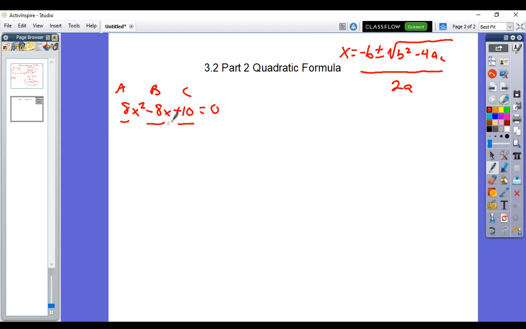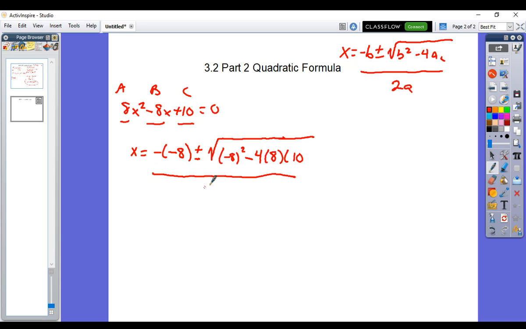That's all you got to do. So we got x equals negative b, so it'll be negative 8 plus or minus the square root of b squared, so negative 8 squared minus 4 times a, which is 8, times c, which is 10, which is a big number, all over 2a. 2 times a, 2 times 8. 2 times 8 is right there. Let me get my handy dandy calculator for this. I'm going to need that. Where did I leave that? Here it is. All right.